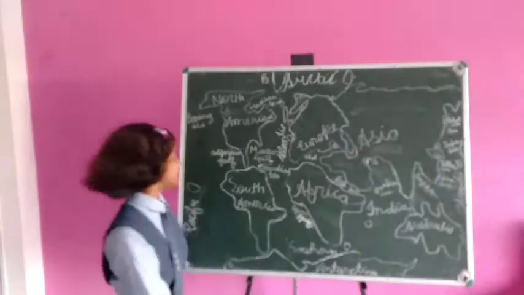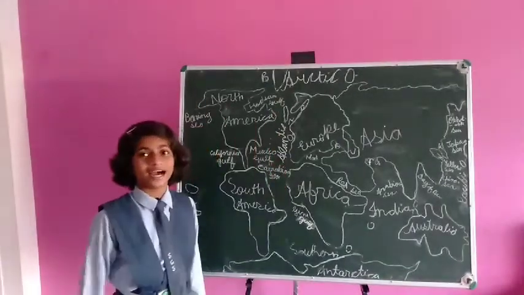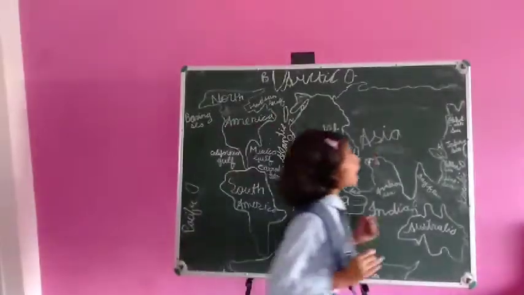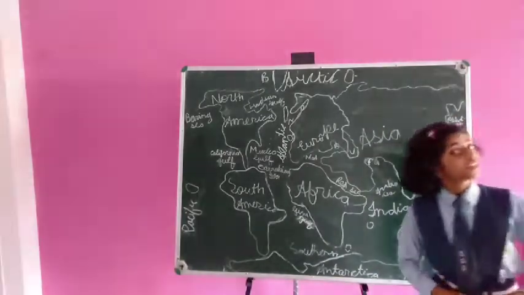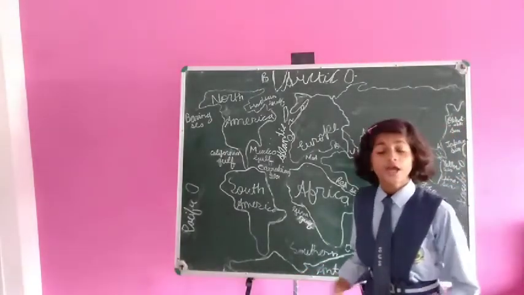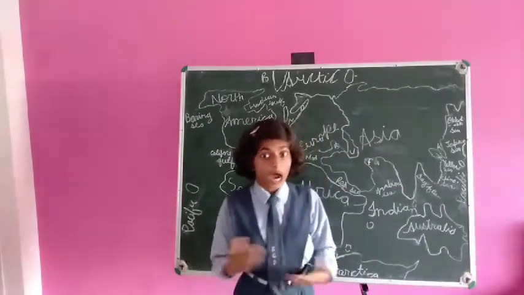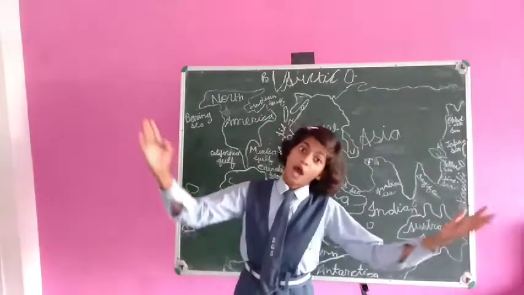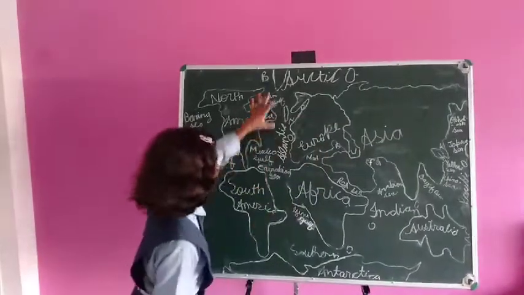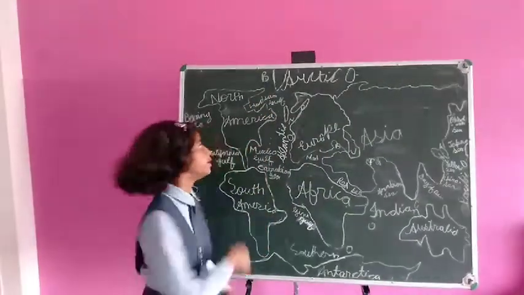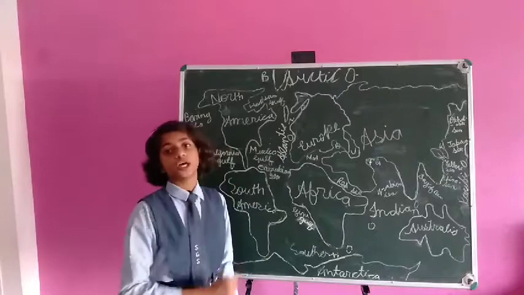So let's understand the Atlantic Ocean. The Atlantic Ocean is the second largest ocean. You know, it is half of the Pacific Ocean. It means that the Pacific Ocean is a very big ocean, and the Atlantic is half of that. It is an S-shaped ocean.